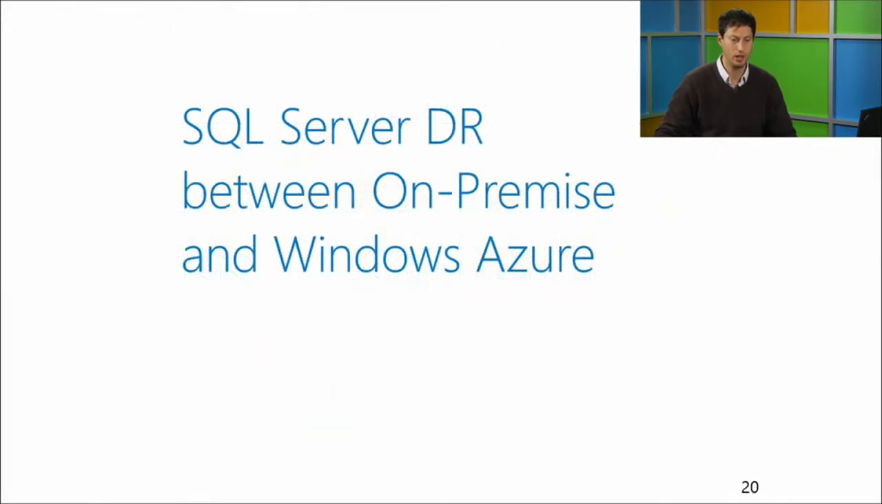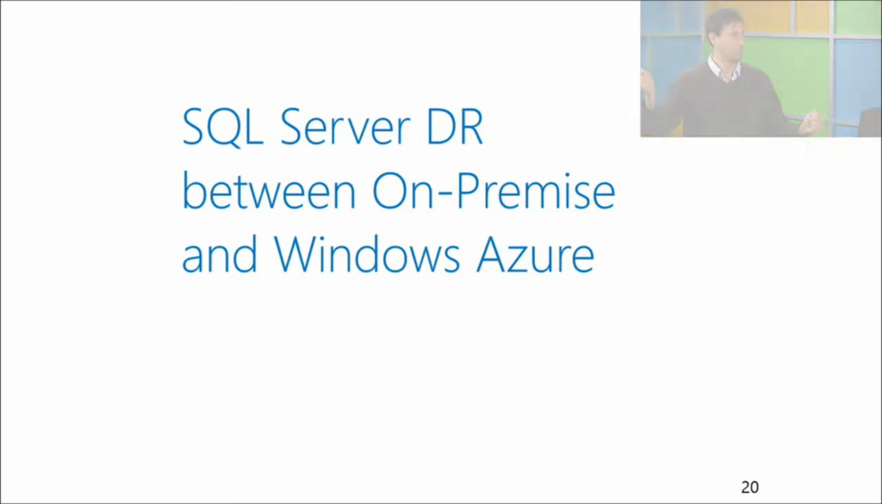I wanted to show how you can configure this tunnel that I mentioned before on-premise and on the cloud, so that you can have this secure connectivity between the two. So let's talk about how you can achieve disaster recovery for your on-premise SQL Server in Windows Azure.